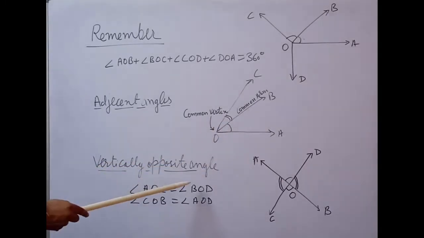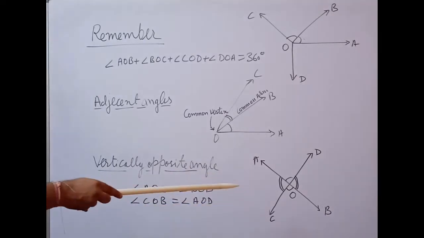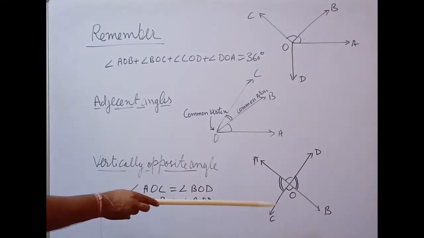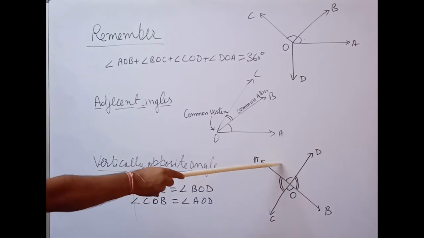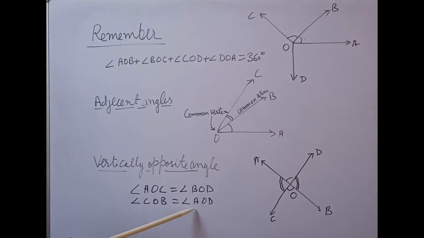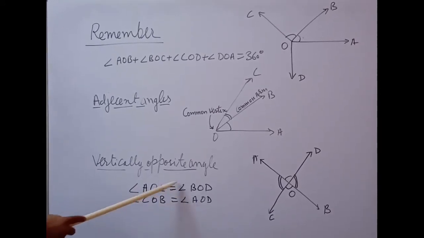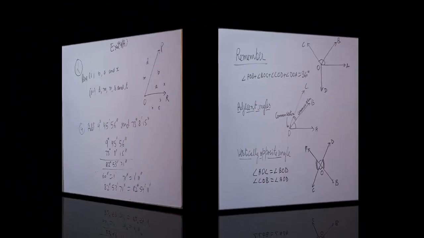Now the vertically opposite angles. Here two lines intersect each other. Whenever two lines intersect each other, the angles made by them, here is this one and here is this one, so angle AOC is equal to angle BOD, that is vertically opposite angles. And one more, angle COB equals angle AOD. So these angles are vertically opposite angles.